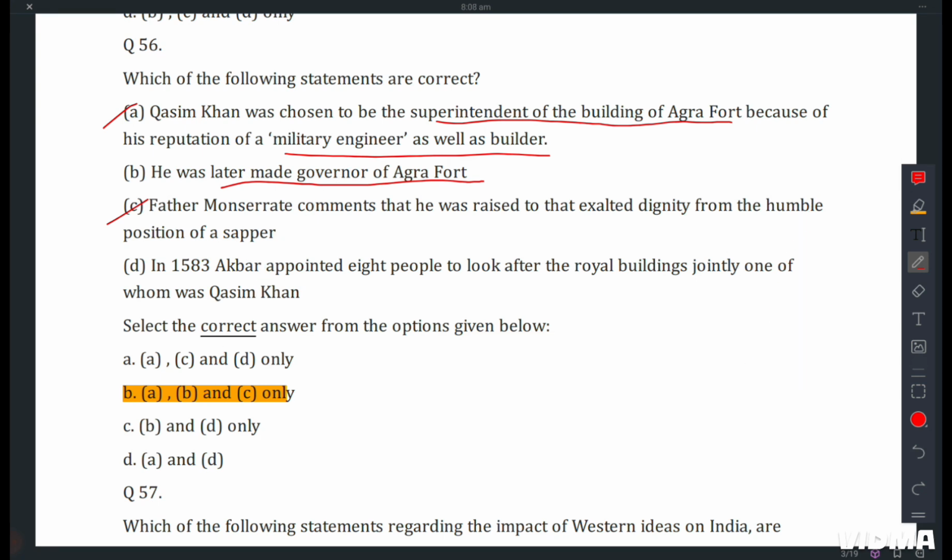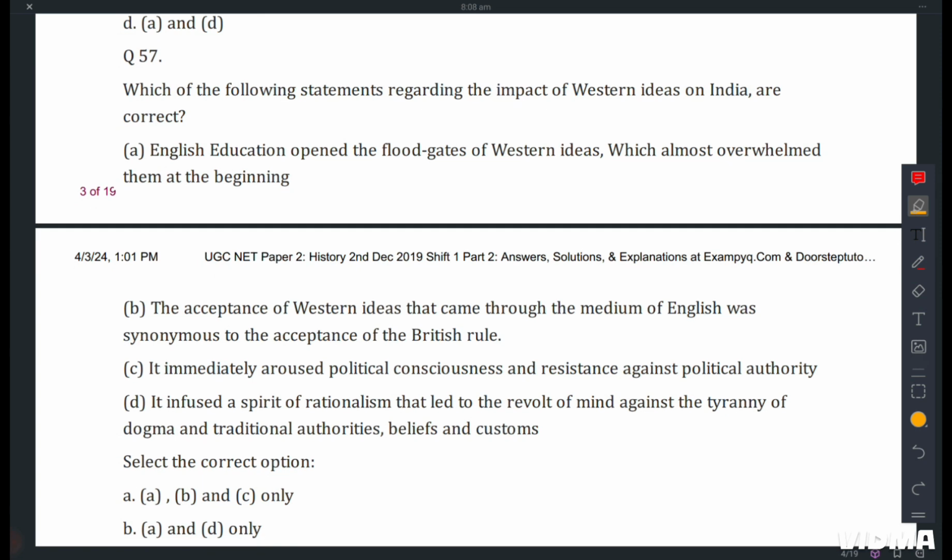Let us move ahead. Question number 57. Which of the following statements regarding the impact of Western ideas on India are correct? English education opened the floodgates of Western ideas which almost overwhelmed them at the beginning. The acceptance of Western ideas that came through the medium of English was synonymous to the acceptance of British rule. It immediately aroused political consciousness and resistance against political authority. It infused a spirit of rationalism that led to the revolt of mind against the tyranny of dogma, traditional authorities, beliefs and customs. So the correct answer is option A and D. That is B.